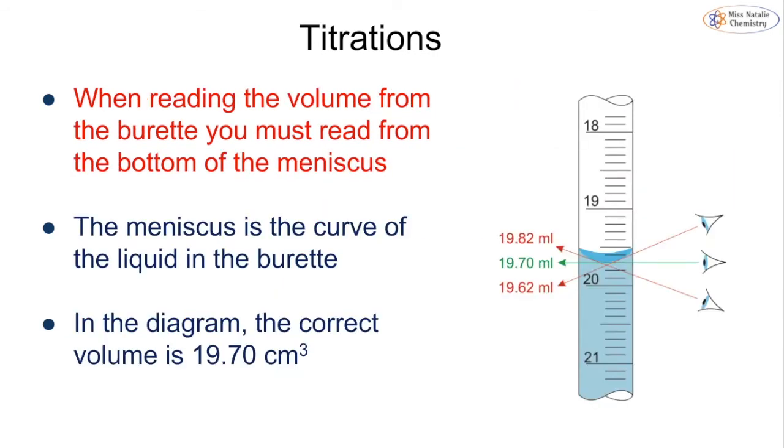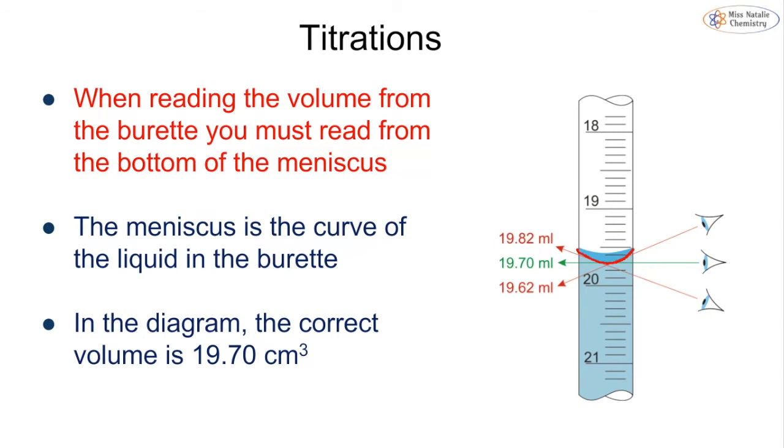So when we're reading the volume from the burette, we must read from the bottom of the meniscus. And this is what we mentioned when we were talking about the pipette. So the meniscus is this curve of the liquid here. Okay, we never read from the top of the curve. It is always from the bottom of the curve of the liquid. And you'll be able to see this very clearly when you do fill the burette.